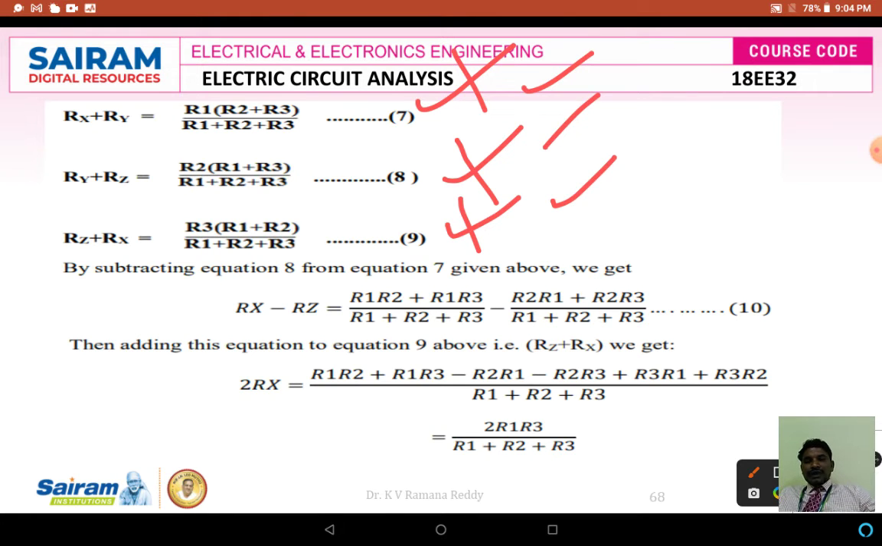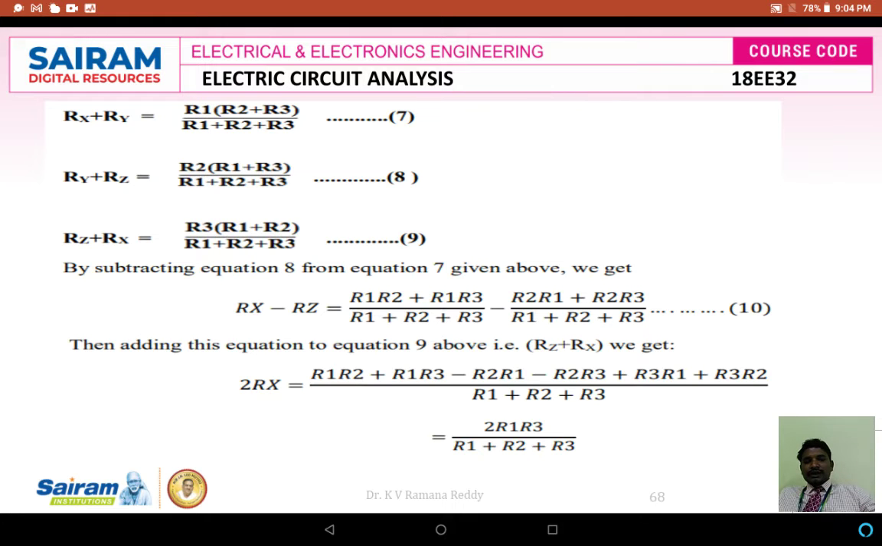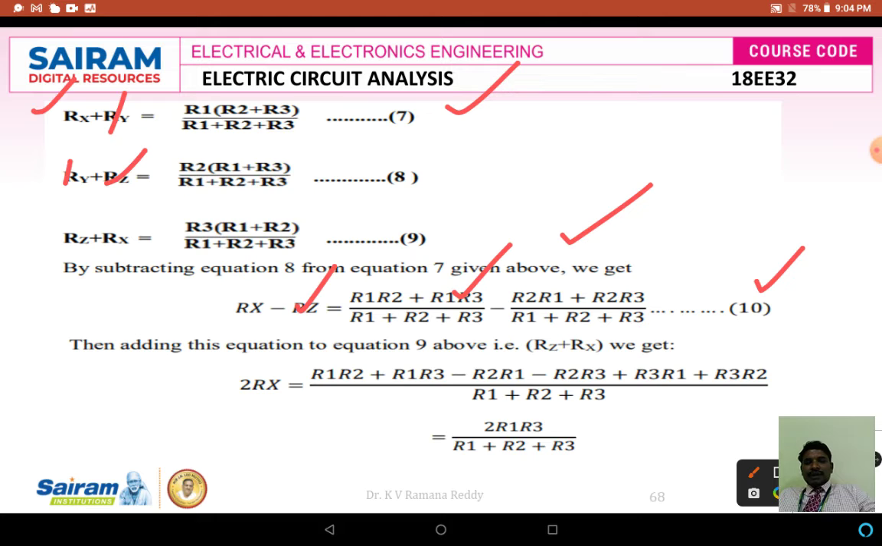Now subtracting equation number 8 from equation 7, we get equation number 10. So what is equation number 7 here? Rx plus Ry minus Ry minus Rz, Ry minus Ry cancels, and we get the remaining Rx minus Rz, that is equal to R1 into R2 plus R3 divided by R1 plus R2 plus R3 minus R2 into R1 plus R2 into R3 divided by R1 plus R2 plus R3. We can write it as equation number 10 here.